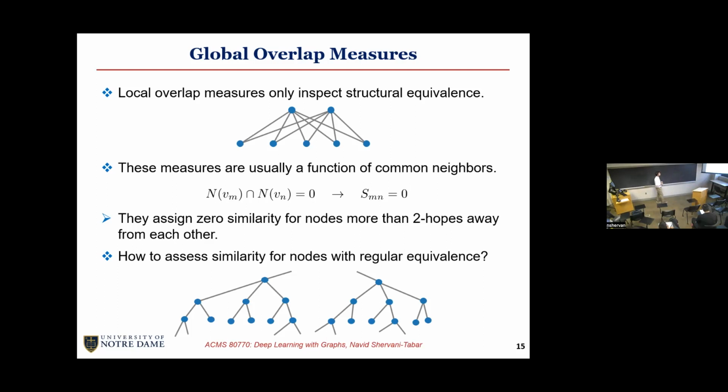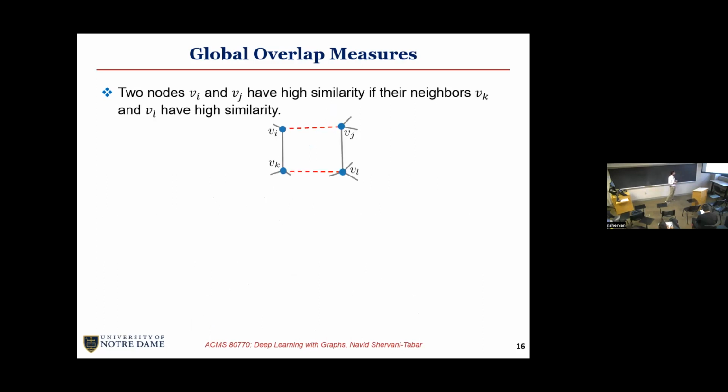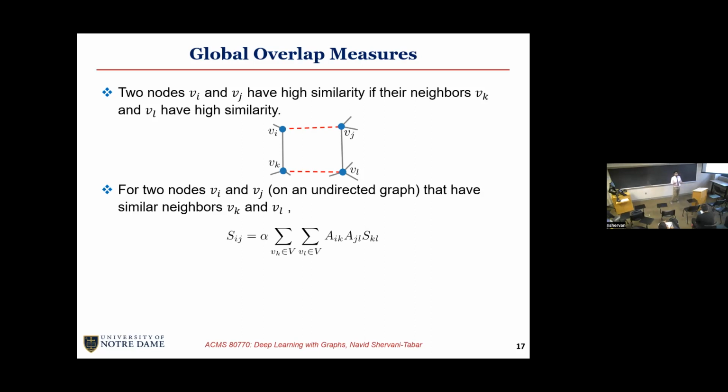So the idea with regular similarity is that two nodes are similar to each other if node, let's say Vi, has a neighbor Vk, and node Vj has a neighbor Vl, and these neighbors Vk and Vl are similar to each other, right? So Vi is similar to Vj if Vk is similar to Vl. That's the idea with all global overlap measures. So let's write that relation in index notation. We have this relationship here.